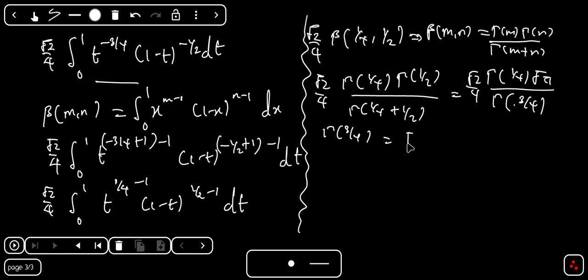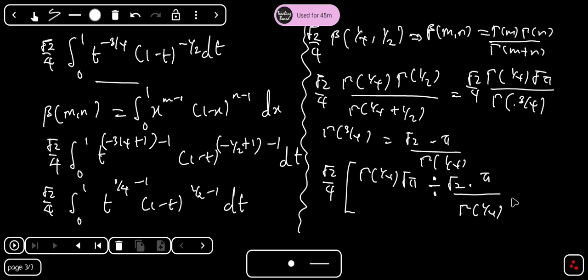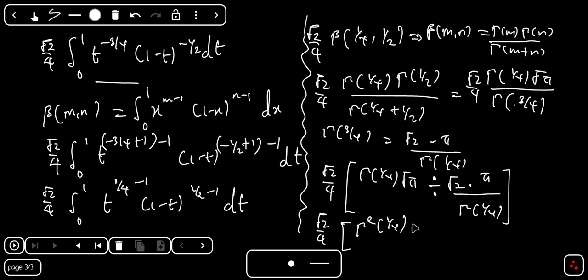Okay. Now, remember that gamma of 3 over 4 is equal to square root of 2, then multiply by pi, over gamma of 1 over 4. Then we are going to have the square root of 2 over 4, then multiply by gamma of 1 over 4, multiply by the square root of pi, divided by square root of 2 multiplied by pi, over gamma of 1 over 4. So division will turn to multiplication. That will be gamma of 1 over 4 squared, then multiply by the square root of pi, then over pi root 2. So root 2 will cancel out root 2 here.